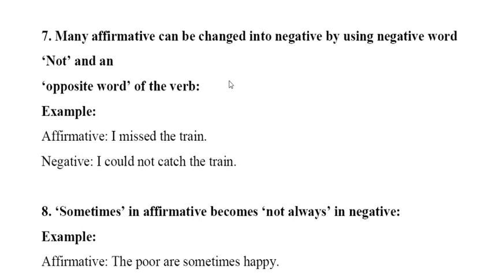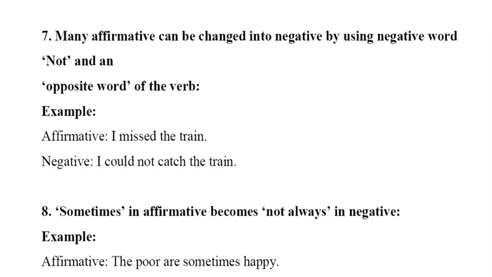Then it says that many affirmatives can be changed into negative by using the negative word not and the opposite word of the verb. Like: I missed the train. It could be: I could not catch the train. So just adding not, a negative word, and the opposite word. I missed the train, it would be I could not catch the train.